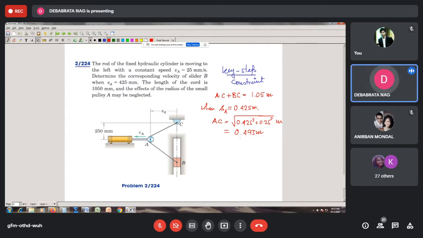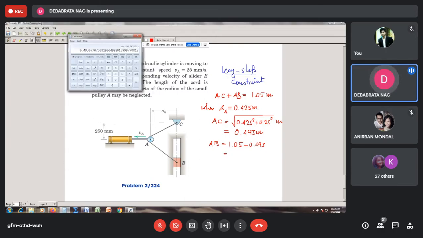So this is AC, that is 0.493 meter, and accordingly we can calculate the instant when AC is being given. This is AC plus AB, not BC. Here also I made a mistake. So this is AC plus AB. So how much will be AB? We can just say that it will be 1.05 minus 0.493. So that will be your length of AB.